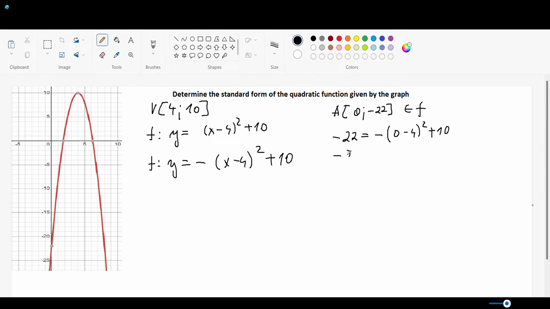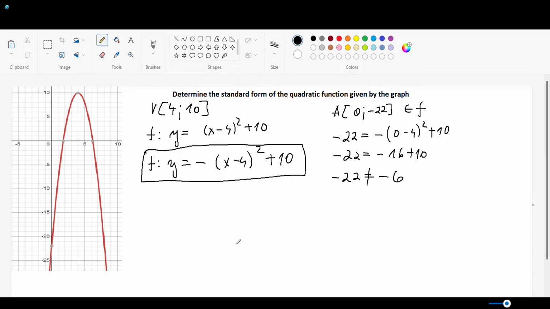Which means negative 22 must equal negative 4 squared, which is 16, so negative 16 plus 10, and as you can already see, negative 22 doesn't equal negative 6. Which means if we would have our function defined by this relation, then the point, which is clearly part of our function, will not be part of the function.